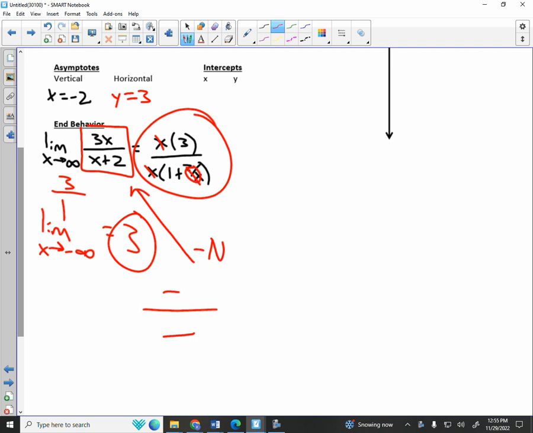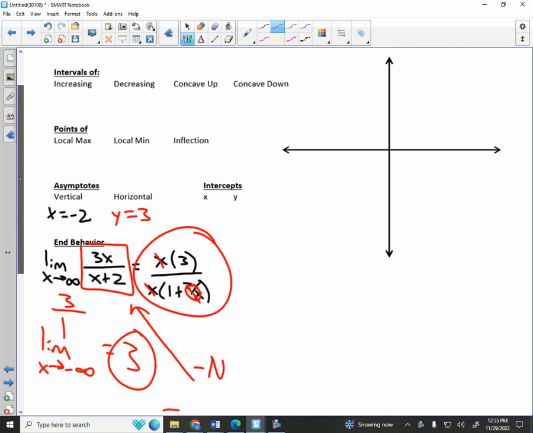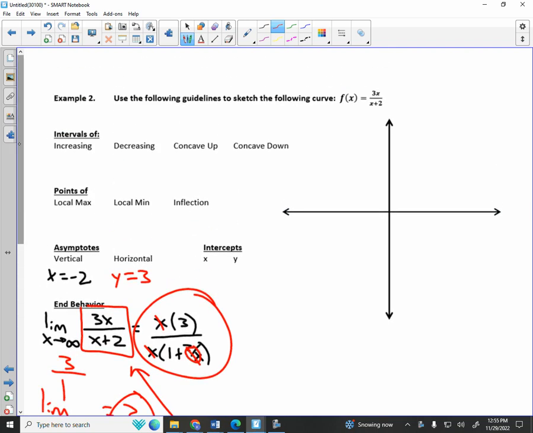The y-intercept happens when x is 0. If we plug in 0 for x, we get 3 times 0 over 0 plus 2. So we get 0 over 2, which is 0. I maybe don't have the best example here. I'm kind of regretting it, but we'll try to put the two pieces together.